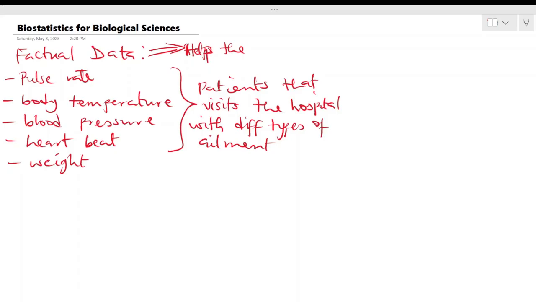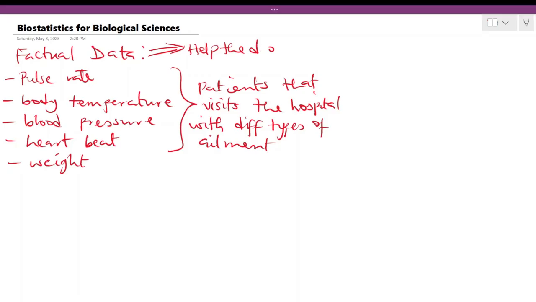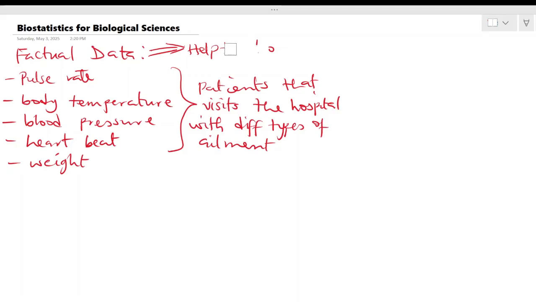Sorry, let me do that again. Okay, so we said this helps the doctor. Sorry about my pen, it is acting up.